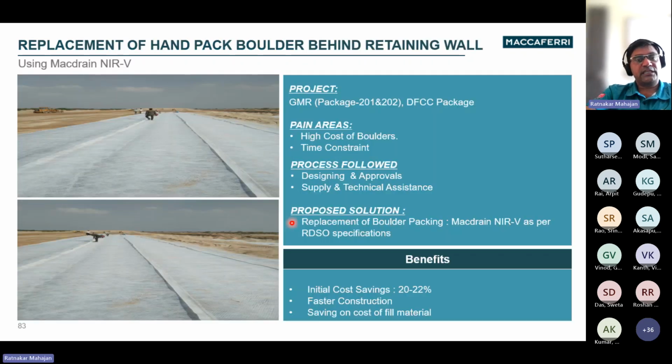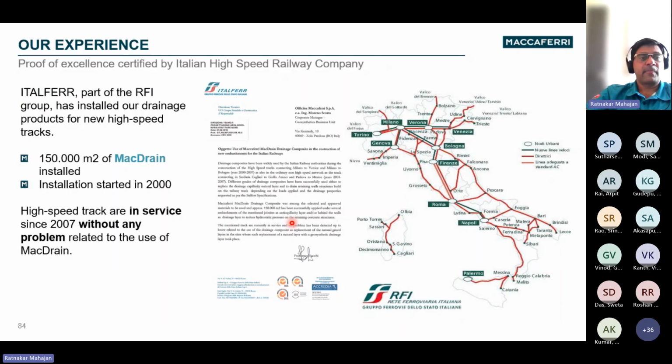Even the drainage composites can be used basically as a replacement for the anti-capillary layers, which are typically made with sand layers. So this is a project from the western part of India, where the geocomposite drains were used as anti-capillary layers. Similarly, in the Italian high-speed rail, the drainage composites were used typically behind the retaining walls as well as below the embankments.